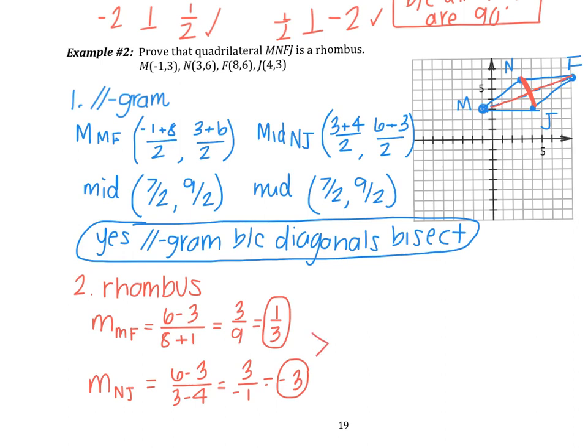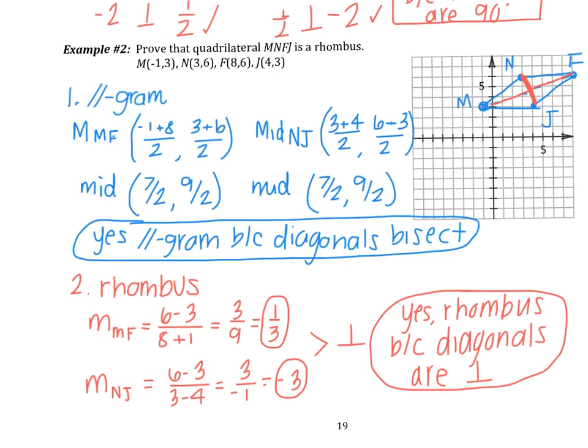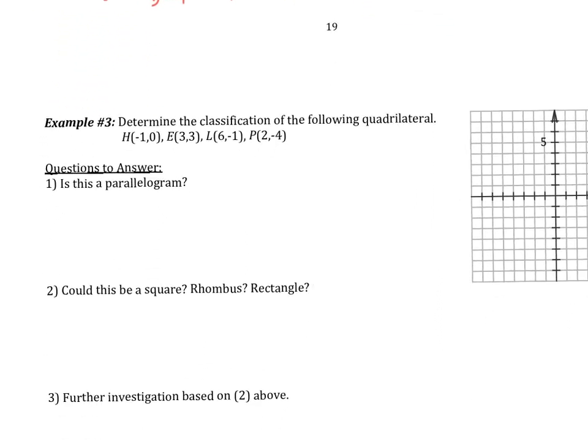Looking at these two slopes, they are definitely perpendicular, opposite reciprocal. So, yes, rhombus, because diagonals are perpendicular. Again, if you proved it a different way, if you proved using 4 sides congruent, by all means go for it. Just make sure you explain that in your sentence. Okay, 2 more examples to go.